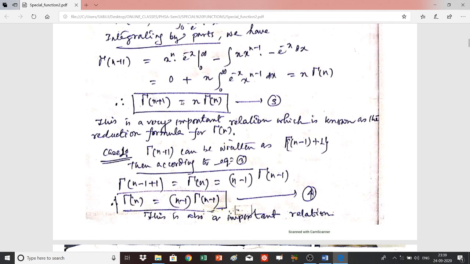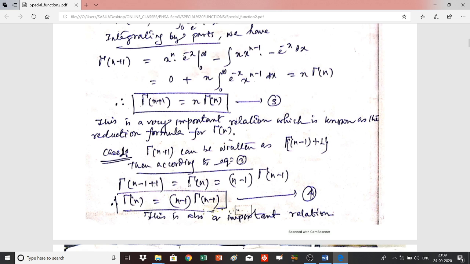Now, using equation 3, let's see what we can do here. You know that gamma n plus 1 is equal to n gamma n. Now gamma n can be rewritten as gamma of n minus 1 plus 1. It was written mistakenly as gamma n plus 1 here, so it is corrected: gamma of n minus 1 plus 1, that is equal to gamma n.